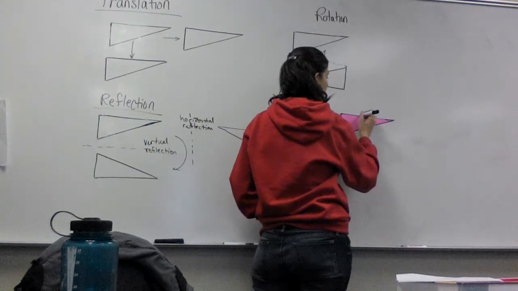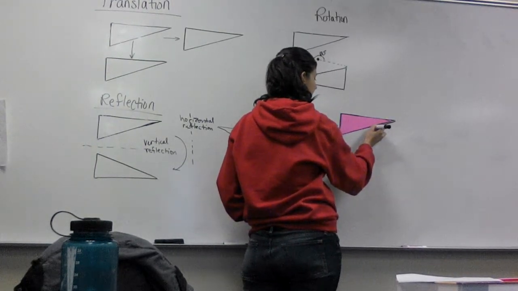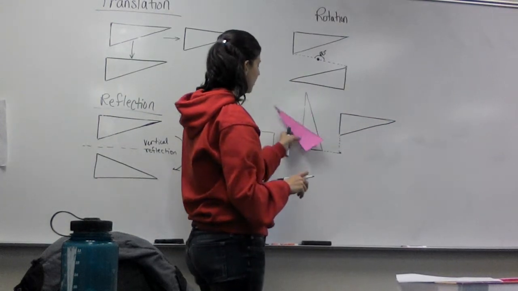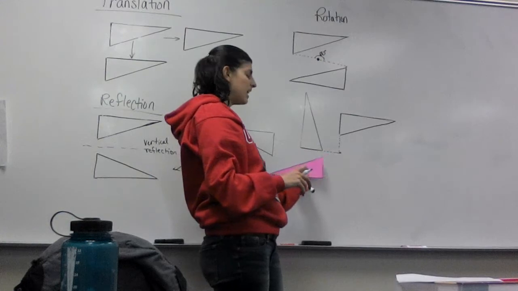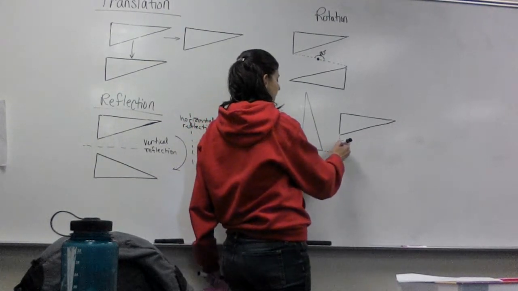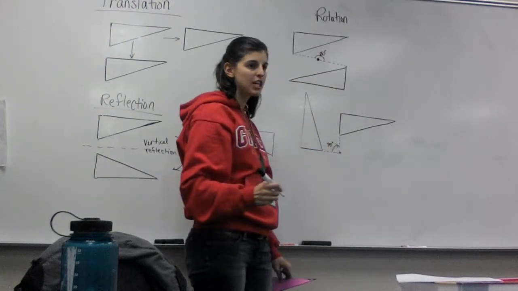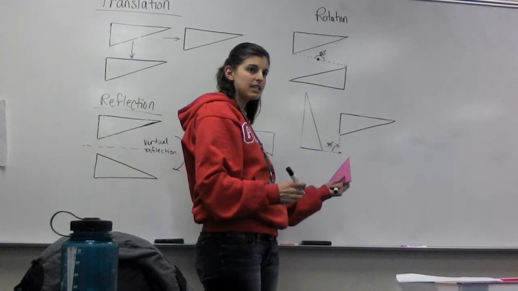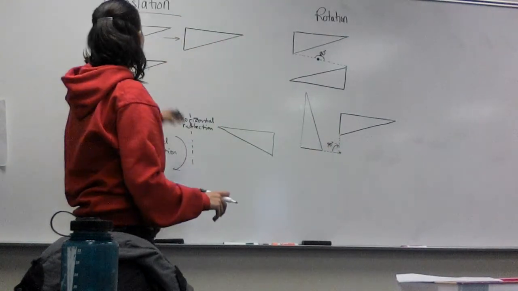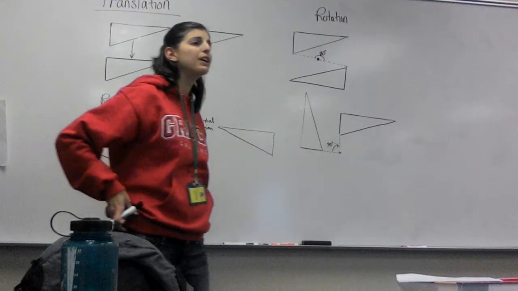Now, by the way, if I had rotated the other direction, I would end in a different position. Like I would end over here instead, okay? So they have to tell you which direction to go. So this would be like a 90-degree clockwise rotation. Counterclockwise is this direction.